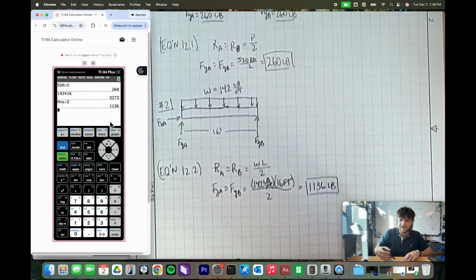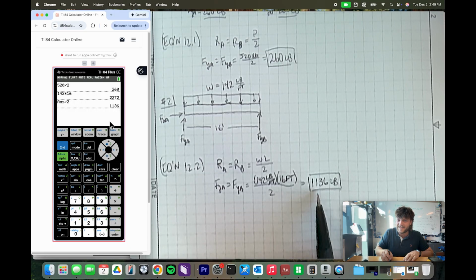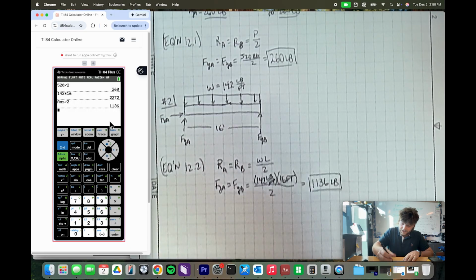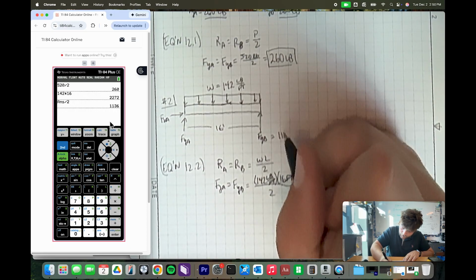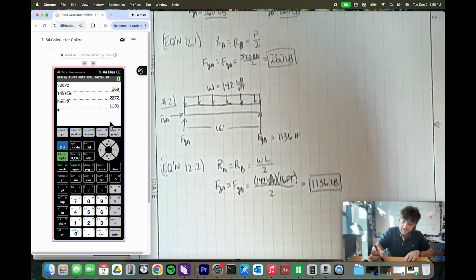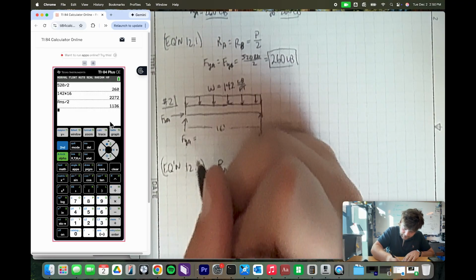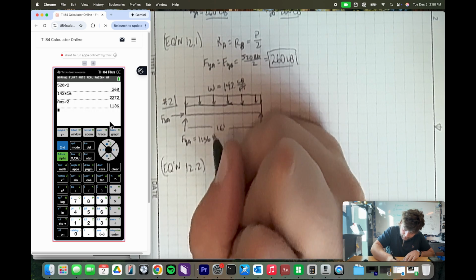So FYA is the same as FYB. Both of those are equal to 1,136 pounds. So we can write these in as 1136. Remember, you can use the pound symbol if you want to. This one's 1136 pounds as well.